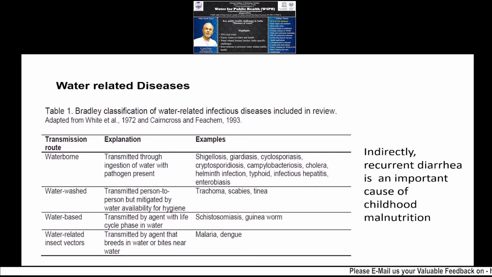Along with that, recurrent diarrhea is itself an important cause of childhood malnutrition. And one of the important interventions for childhood malnutrition is to prevent recurrent diarrhea in children.